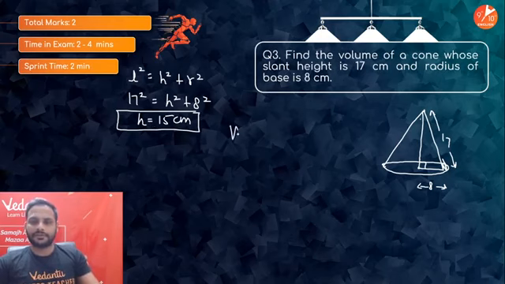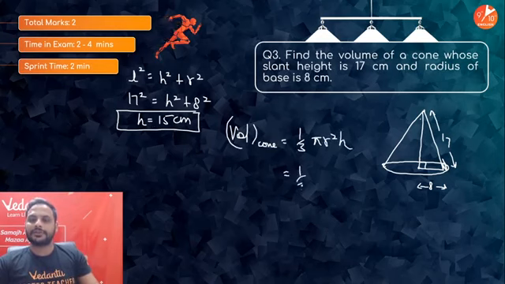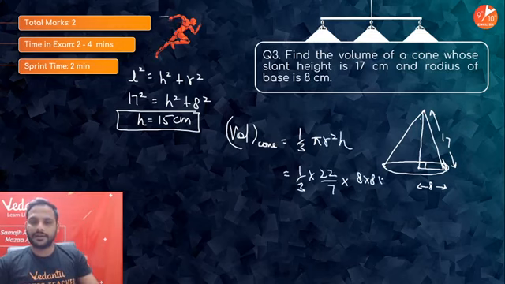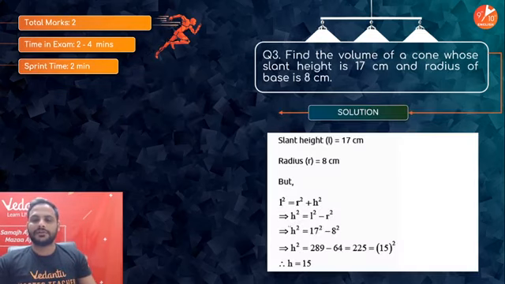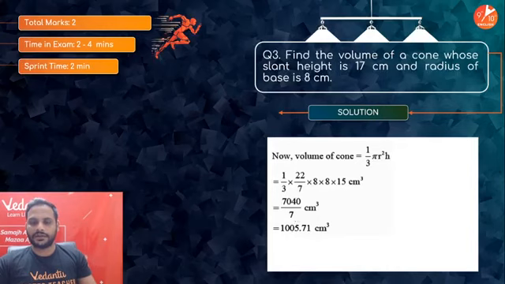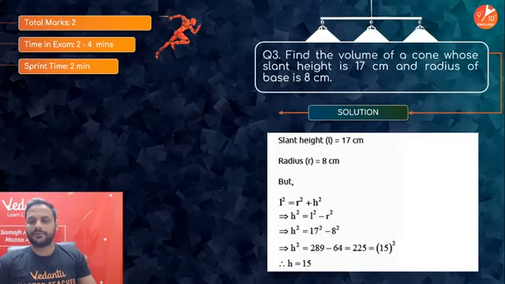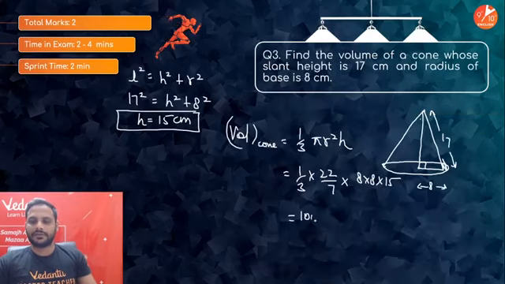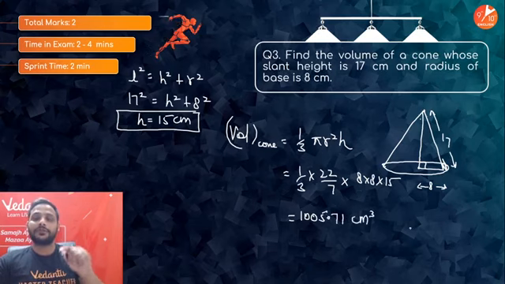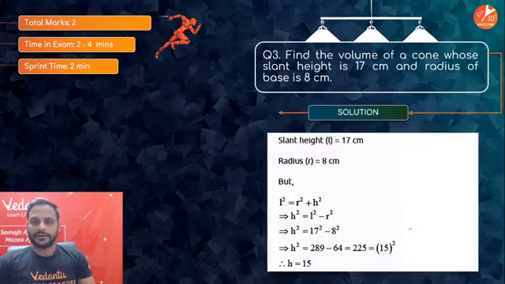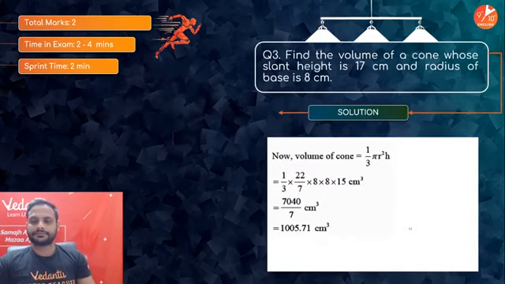So if h is equal to 15, I can say volume of the cone will be equal to 1 by 3 pi r square h. So 1 by 3 into pi, radius is 8 into 8, into h is 15. Solve this part, you will get your answer as 1005.71 centimeter cube, because volume is in cubic units. Alright, so centimeter cube will be your answer.